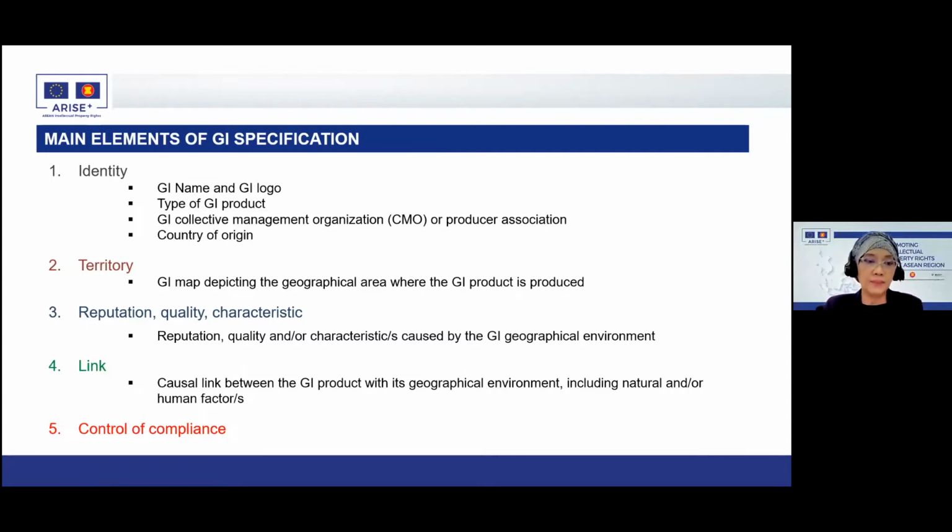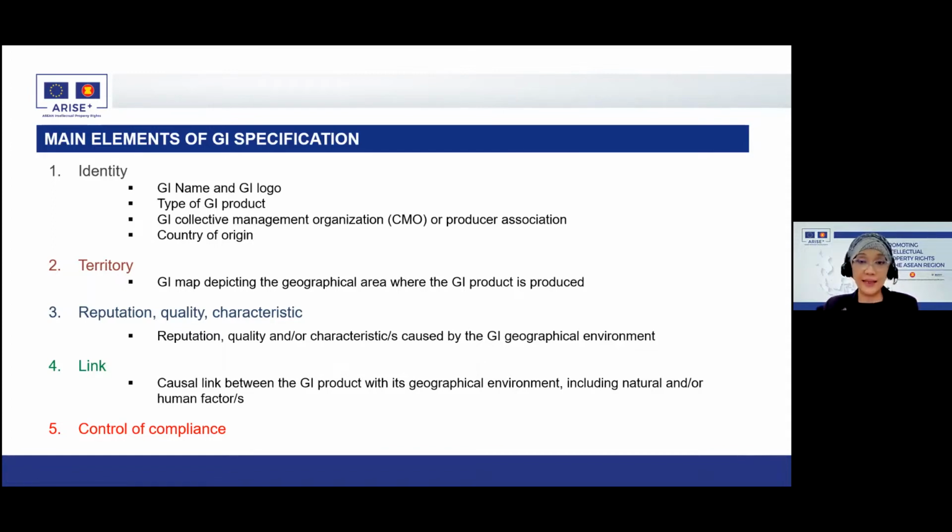Identity can be an identity of the GI itself, the name of the GI, and the GI logo. It also can be a type of GI products. It can also be the identity of the holders, the CMO of GI, or the producer associations. And it can also be the identity of the country of origin. Okay.